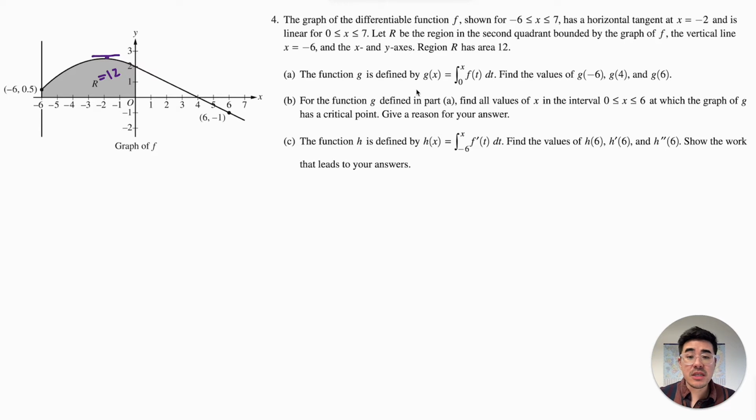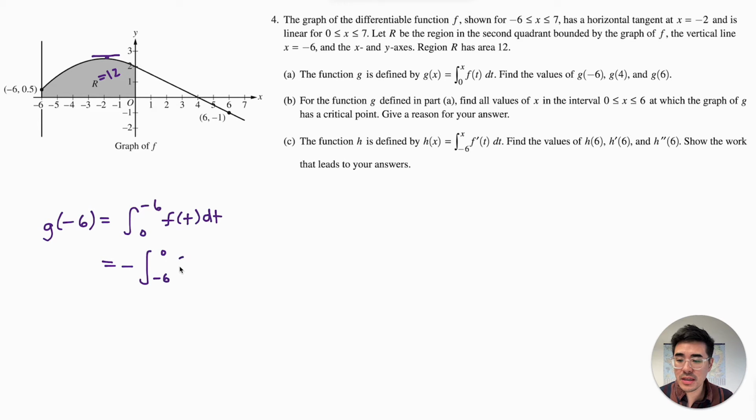The function g is defined as the integral of f from 0 to x. So let's find the values of g of -6, g of 4, and g of 6. Let's do g of -6 first. For g of -6, I would just plug -6 into my bounds. I don't like having the smaller number on top, so I'm going to rewrite this by negating it and then switching the bounds like this.